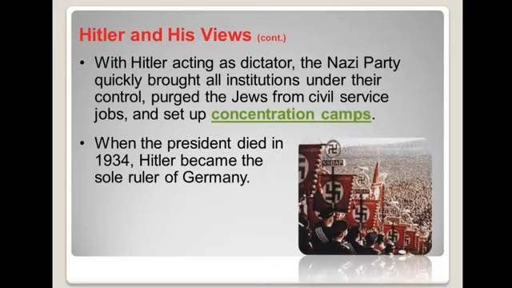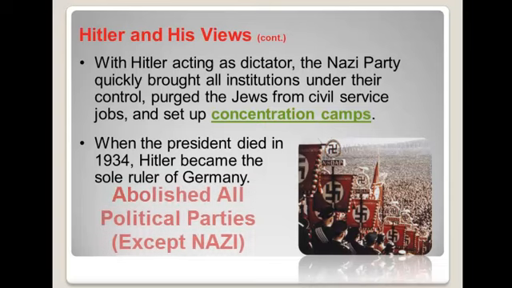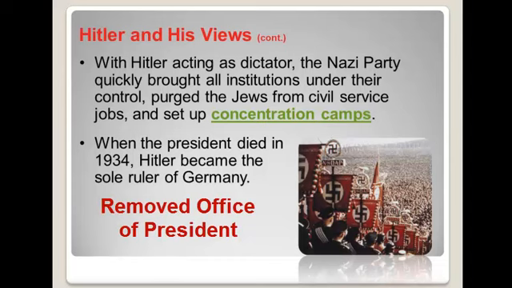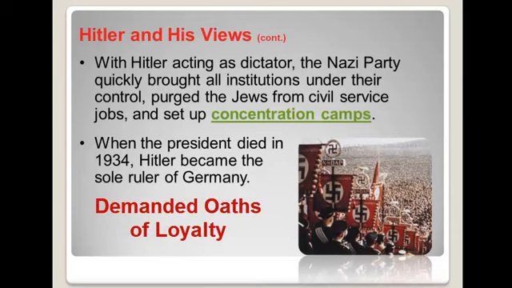Now, when the president died in 1934, Hitler became the sole ruler of Germany, and he immediately did a couple of things. One, he abolished all political parties other than the Nazi Party, and we'll see a quick clip of that later on in the screencast. But he also got rid of the office of president. He just completely got rid of it. Okay, so he became the sole ruler, and at this point, he started demanding oaths of loyalty from everyone, referring to him as the Führer, which means the leader.